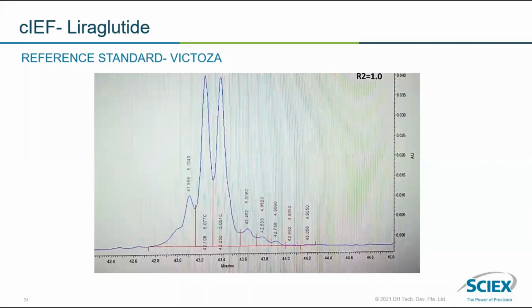On the left-hand side, you can see the basic species coming at around 41.95 migration time. You can also see the PI value, which is there. For the first peak, it is 5.1. And then we got two M-shaped main peaks and small impurities you can also see on the right-hand side. Basically, these are the acidic variants which are present in the sample.